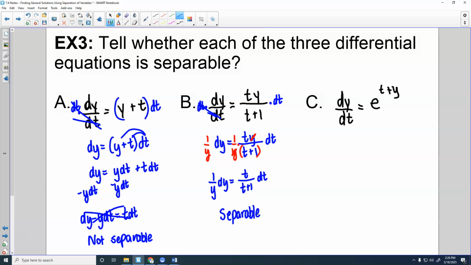I used to have C. I put C here as an example of a non-separable equation. But I was wrong, and it is separable. So you can separate C. Let's see if anybody has an idea. First thing, we do dt on both sides for sure. So we got dy equals e to the t plus y dt.